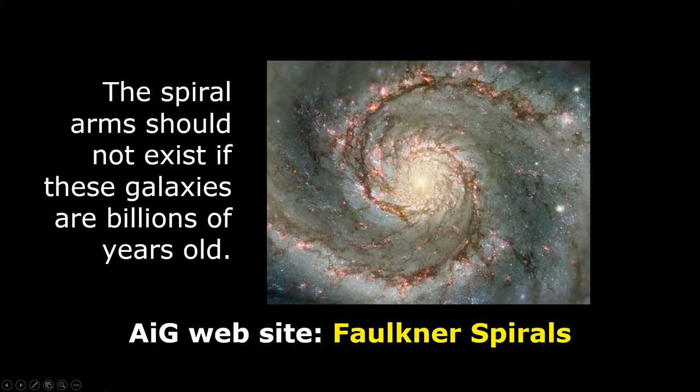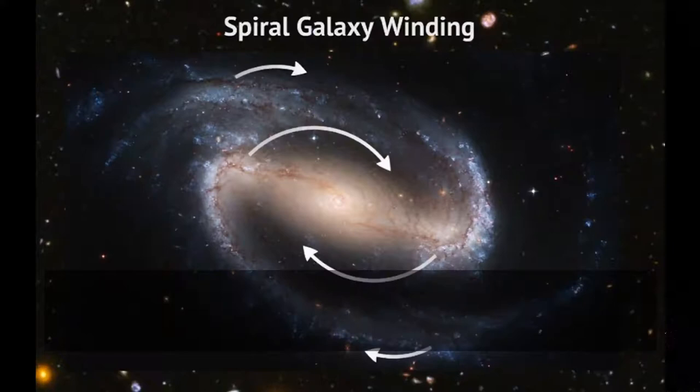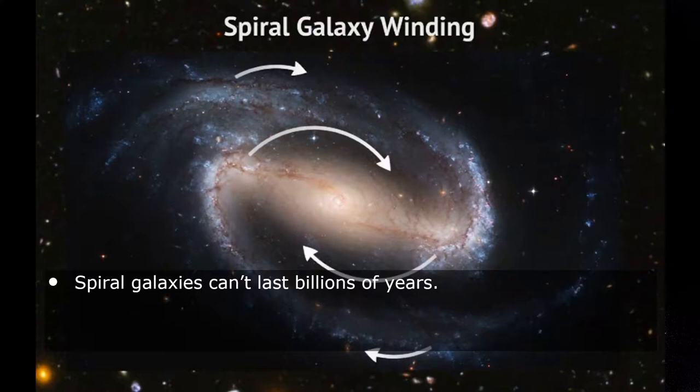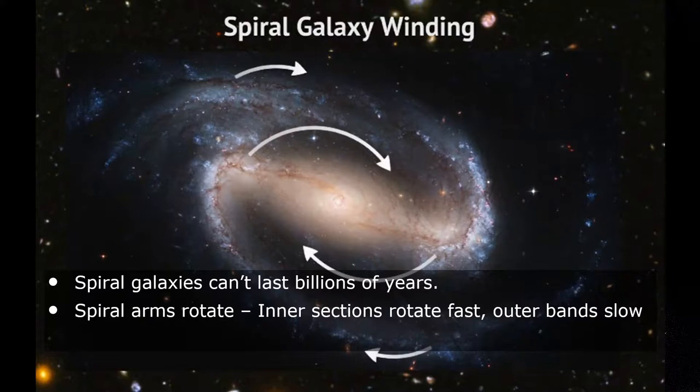We covered this last year. The spiral galaxies appear like they're rotating. Think of a hurricane in weather or a nor'easter. Spiral galaxies can't keep their winding shape. They can't last billions of years and look like that. The spiral arms rotate. The inner sections rotate faster than the outer bands.